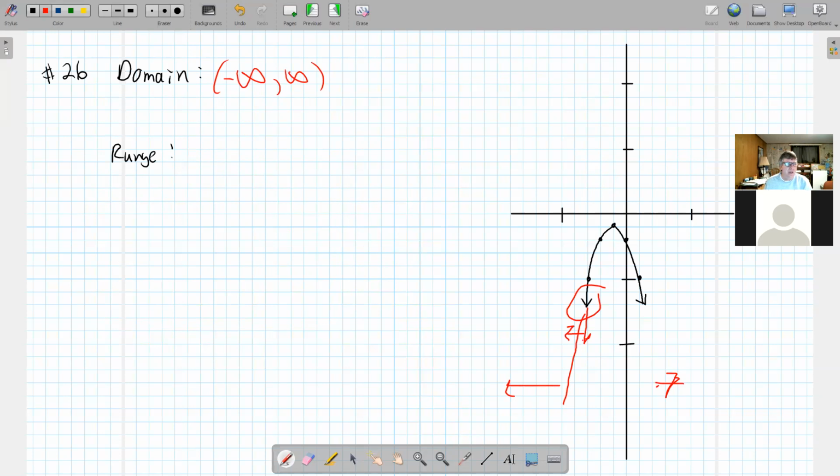The range, however, goes all the way down here, but it only goes up to what? -1. So the range would go from negative infinity up to and including -1. Questions on that? All right.